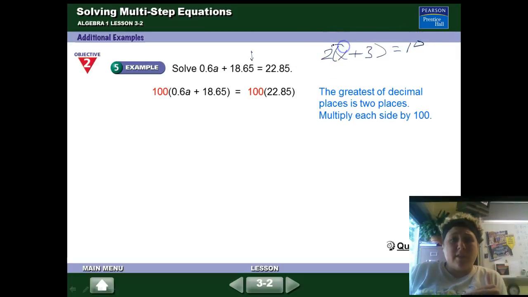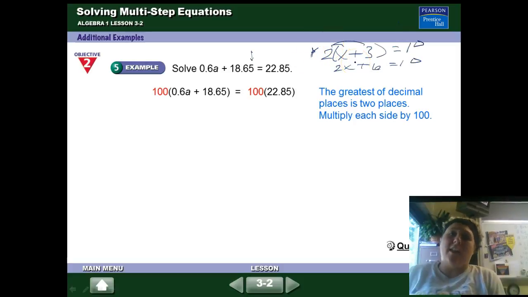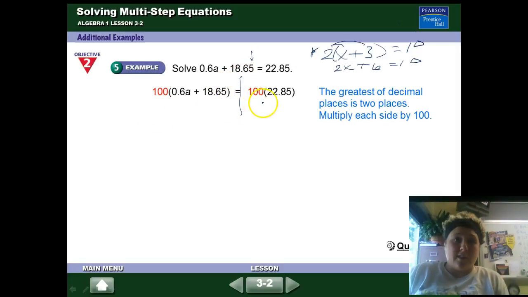When you distributed this, we did little rainbow, big rainbow, and you got 2x plus 6 equals 10. And we did not do anything over here with that 2. I want you to understand that this 2 was in the original problem. That is why I only did it on one side. Now, we just decided to times this by 100 to get rid of these decimals. Because 100 wasn't in the original problem, you do have to do this to both sides of your equal sign.